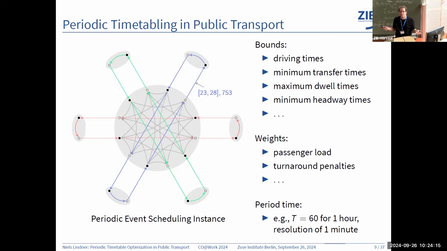Passengers don't care about that, but the operators care very much, because the more time you spend here, the more vehicles you need, right? So you could penalize this. And finally, since we are talking about periodic timetabling, there's a period time, we call it capital T, that could, for example, be 60 if I want to capture a resolution of 1 minute for 1 hour.